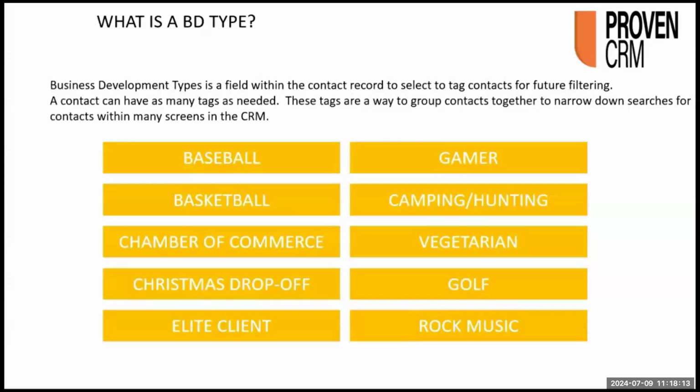Adding business development types to your contacts is an additional way to filter your contacts within the lead contact or contacts module. Contacts can be tagged with multiple BD types. BD types tagged to your contacts allows you to select those contacts with the same BD types in creating a route, marketing campaigns, or filtering in the contact lookup screens.